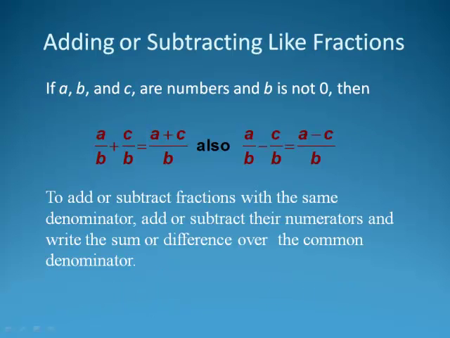Adding or subtracting like fractions. If you are adding or subtracting fractions and you have like fractions, which means the denominators match, then to add or subtract fractions with the same denominator, add or subtract their numerators only and write the sum or difference over the common denominator. So notice that unlike multiplication, you only do the addition or subtraction step with the numerator, and the denominator just carries along. It just rewrites. You don't add or subtract the denominator, only the numerator.